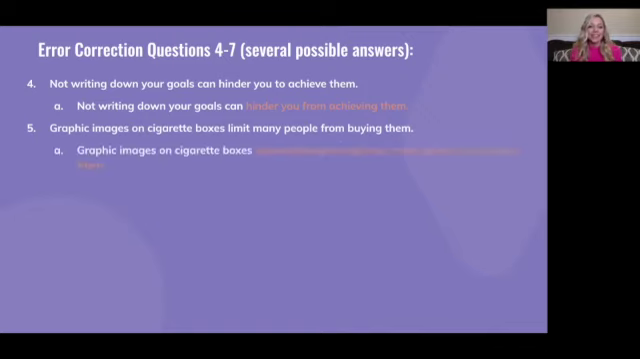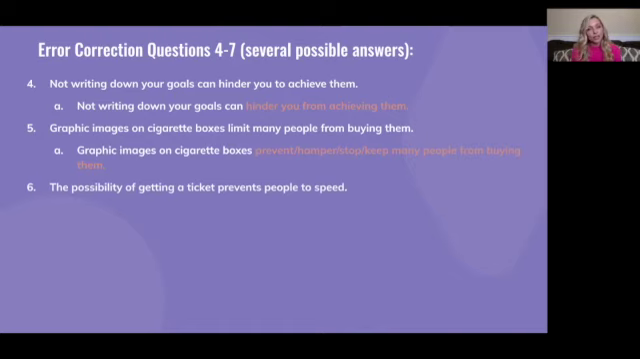Not quite. In this case, limit would not work because we don't use limit and the from doing something construction as we talked about. So instead of using limit, you would have to choose a different verb. I think some of the ones that make the most sense here include prevent, hamper, stop, or keep. So graphic images on cigarette boxes prevent many people, hamper many people, stop many people, or keep many people from buying them. Number 6, the possibility of getting a ticket prevents people to speed.